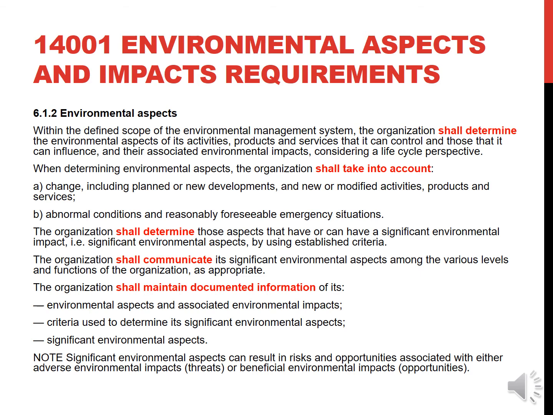Once the organization has determined what's significant, it needs to communicate those among the various levels and functions of the organization. This is important because, as you'll see in operational control as well as communication, everyone in the organization needs to be aware of the aspects and impacts of their particular job. The organization also needs to maintain documented information of environmental aspects and their associated impacts, and then the criteria used to determine the significant environmental aspects.